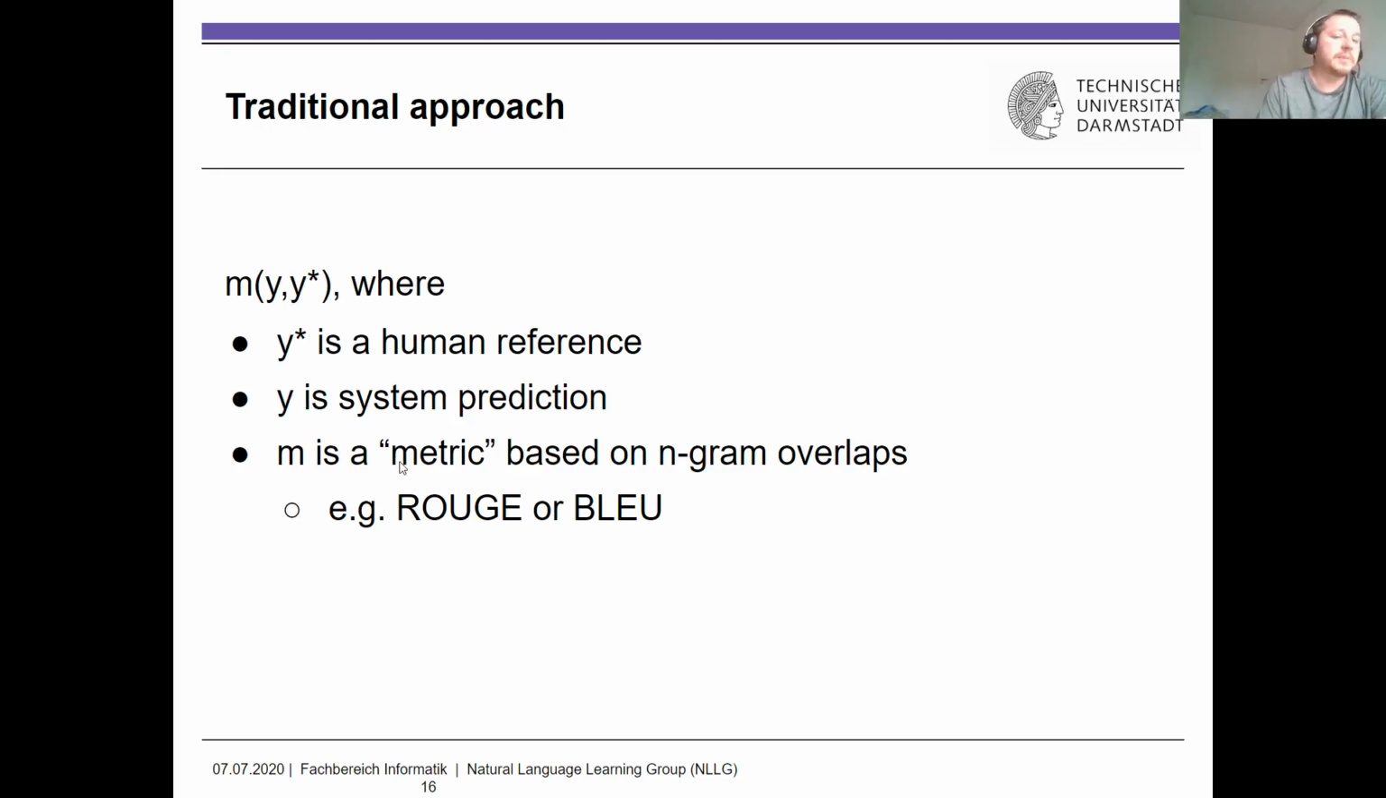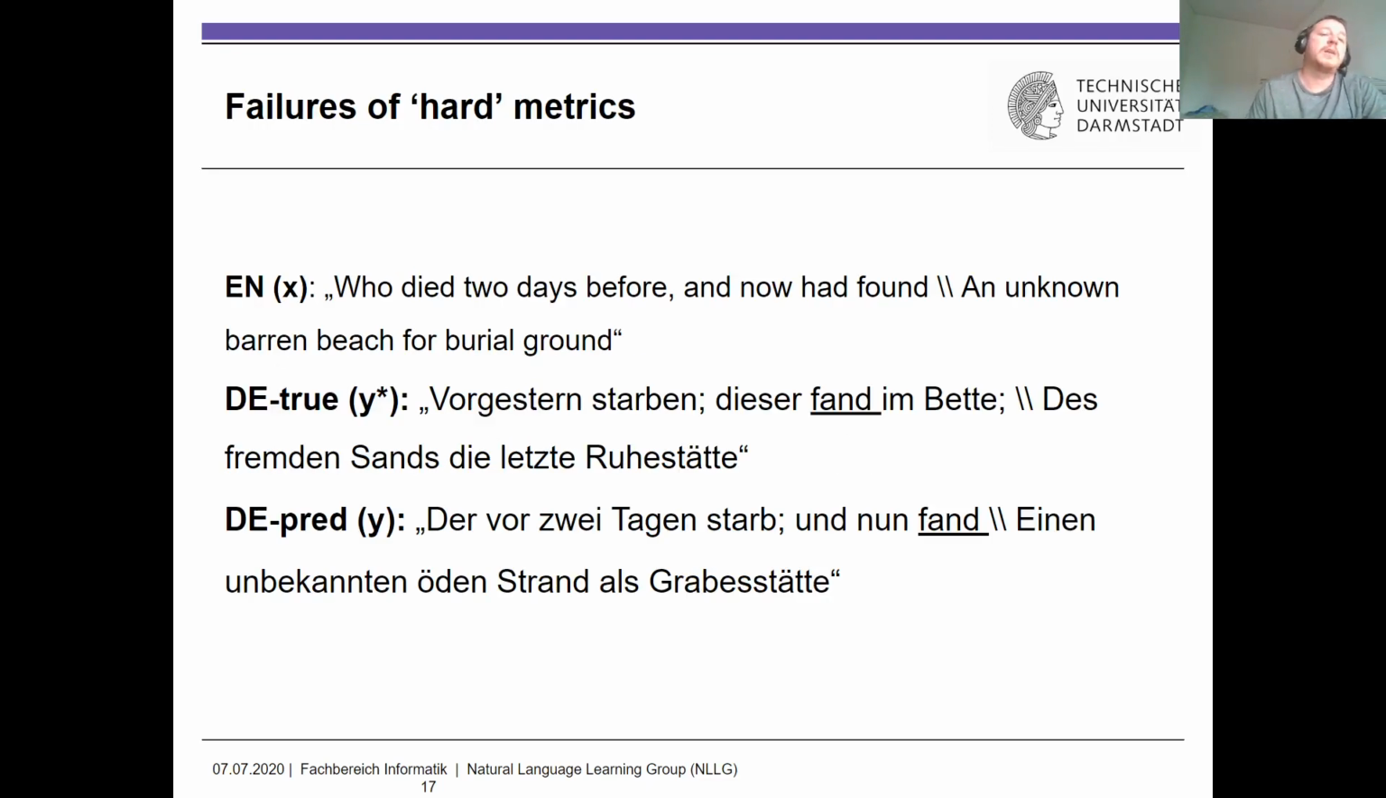And the classical metric is based on n-gram overlaps. So in summarization, that would be ROUGE. In machine translation, that would be BLEU. And n-gram overlap means it just looks at whether specific words occur in both the system prediction and the human reference, or generalizing from words, sequences of n words, right? So we can look at an example.